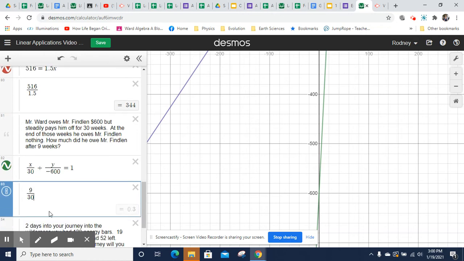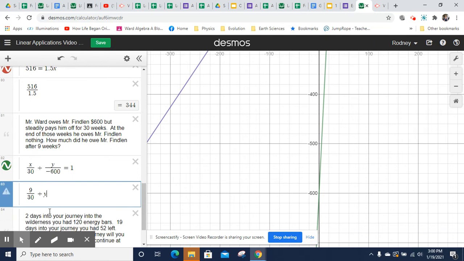So it's going to be 9 over 30 plus y over negative 600 equals 1. And then you're going to solve that. Now, here it's actually given us a y value. I would owe $420 at that point. Ha ha ha, I said 420. I didn't even plan that. Okay, so, but because of middle school, I note that.